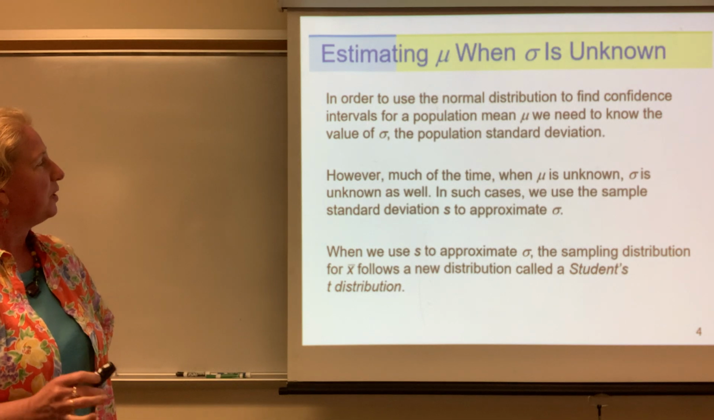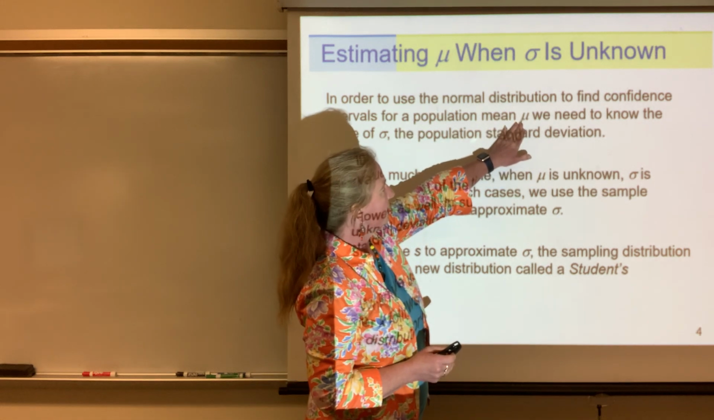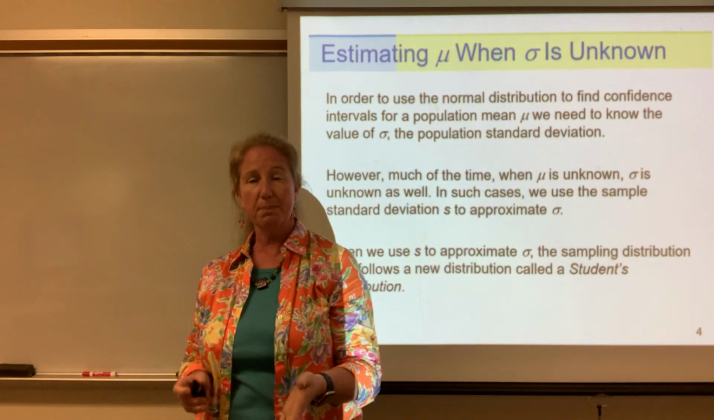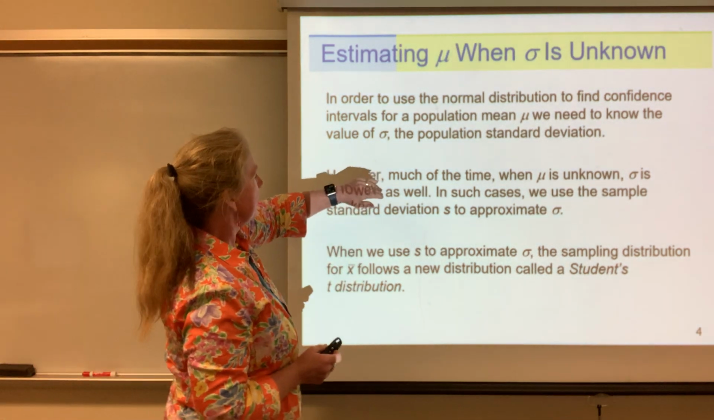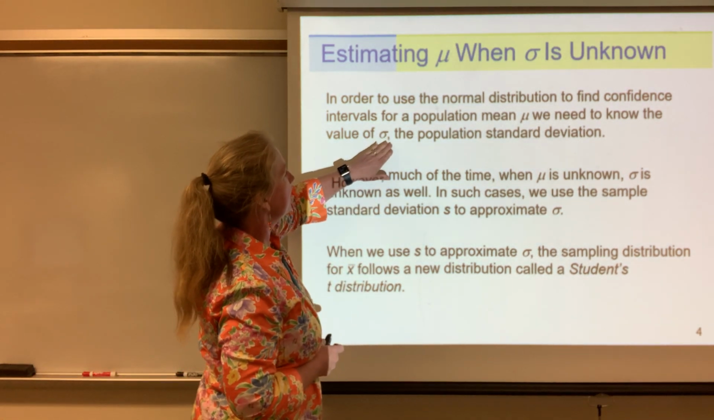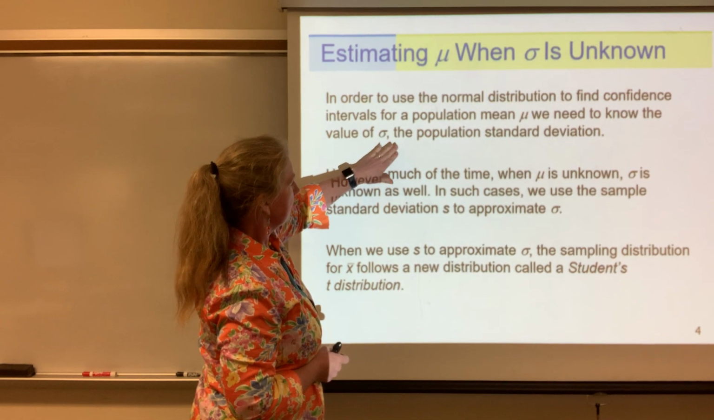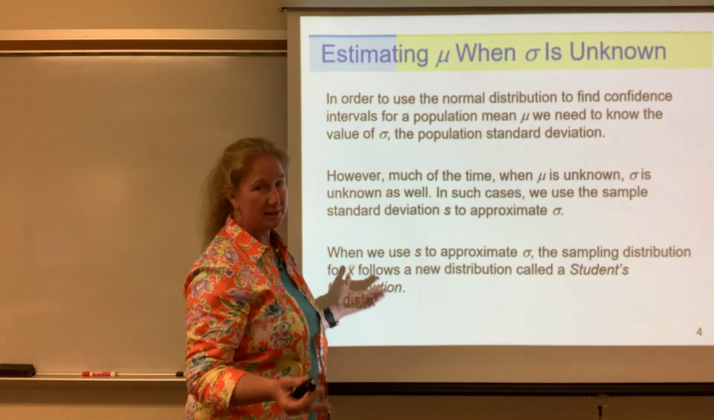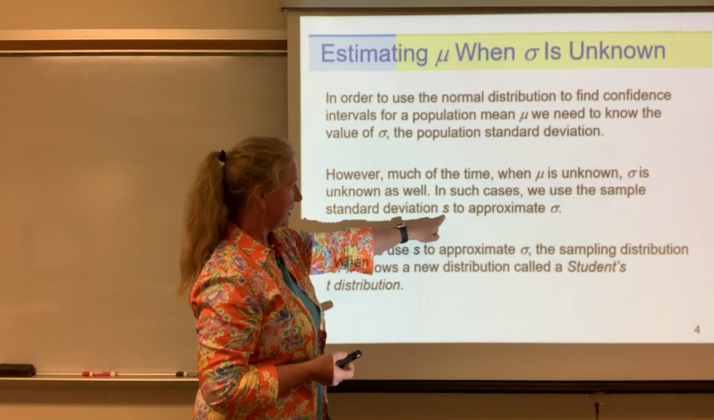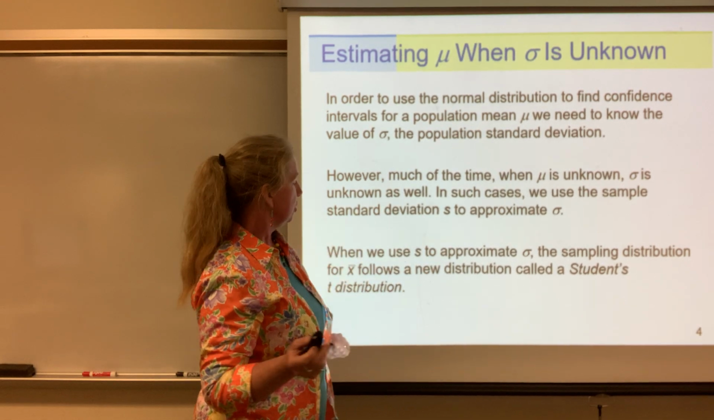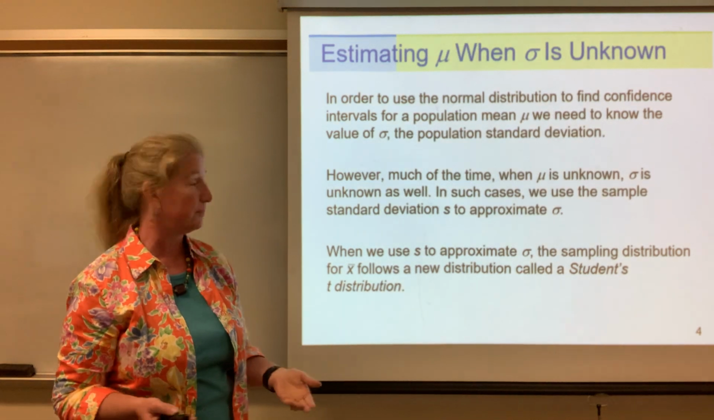All right, so again, in this case, to estimate the mean, we'll have a sample mean, so that's X bar, and we're going to estimate mu. The first time we said we needed to know sigma, but now, and again, this is more reality, we are going to use the sample standard deviation to do this calculation because we don't know sigma.